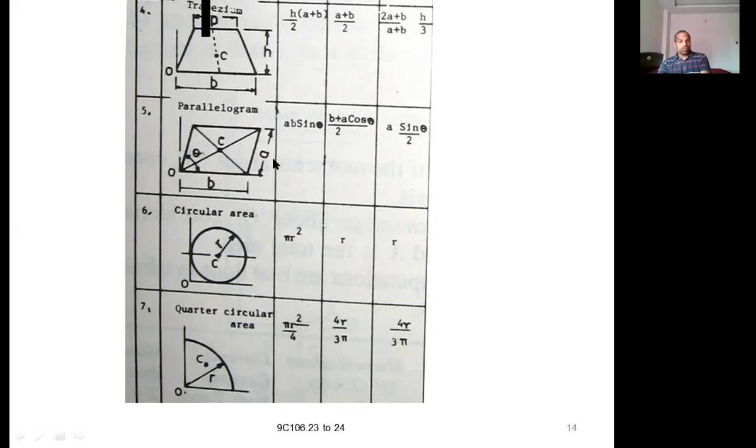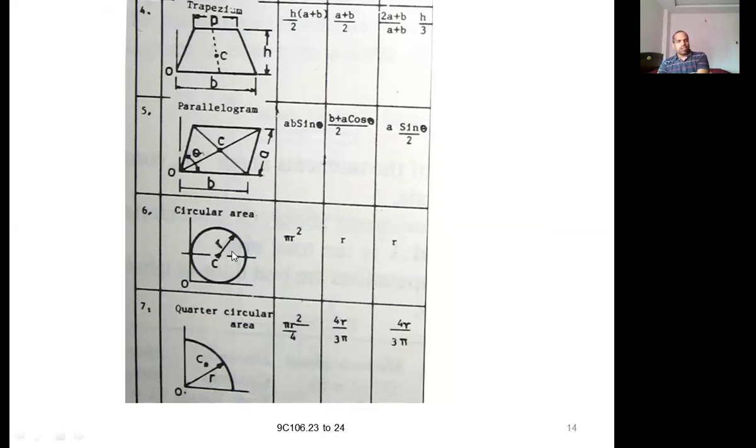Next, parallelogram. If the base width is b and the inclined side is a, then the area is ab sine theta. The x bar is b plus a cos theta by 2, and y bar is a sin theta by 2. Better to remember the parallelogram, of course, this may not be as per syllabus. Better to remember all these things.